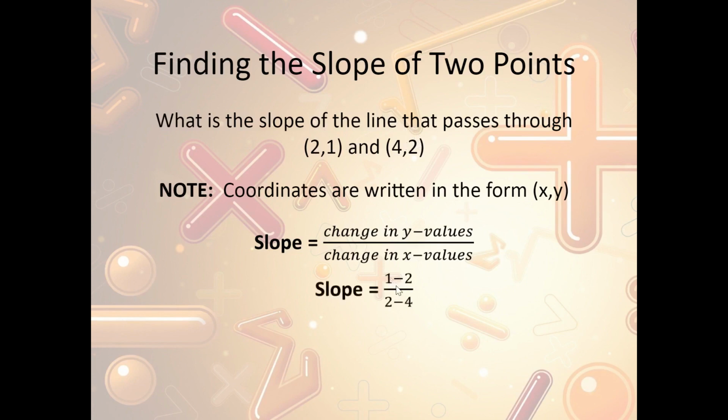So that's change in y over change in x. Now when I do that, 1 minus 2 is negative 1, and 2 minus 4 is negative 2. A negative divided by a negative just becomes a positive, so this is just 1/2. So my slope for that line that goes through those 2 points is 1/2.